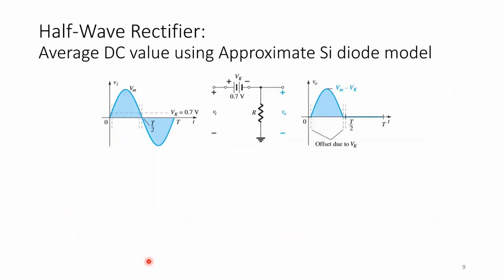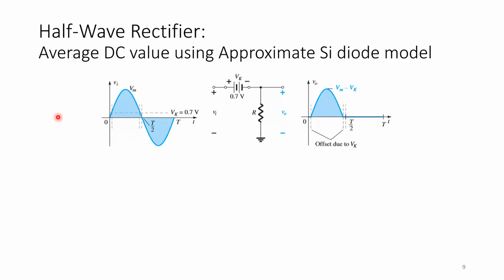So what happens if the diode is not an ideal diode? You have an average DC value using an approximate silicon diode model. We know that when it turns on, it's not a short circuit, but it turns on at 0.7 volts. So if you have an input sinusoidal voltage at a maximum value of Vm, you're going to get a maximum output value of Vm minus 0.7. We will see later in our analysis. And also, it doesn't maintain whatever is less than 0.7. So there is actually an offset here.